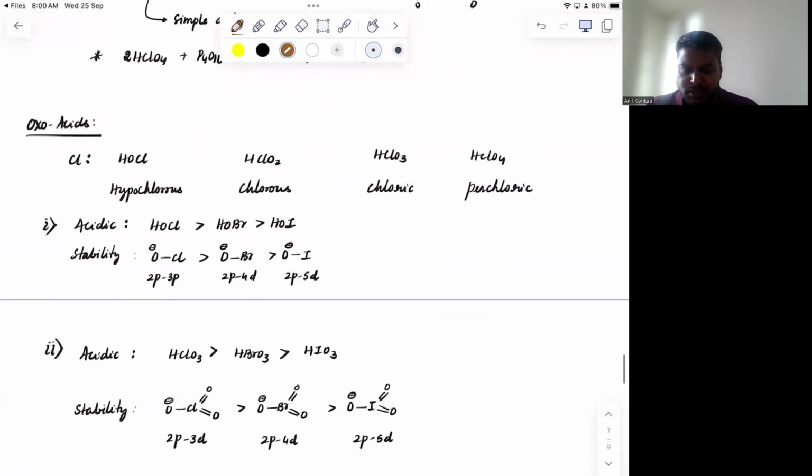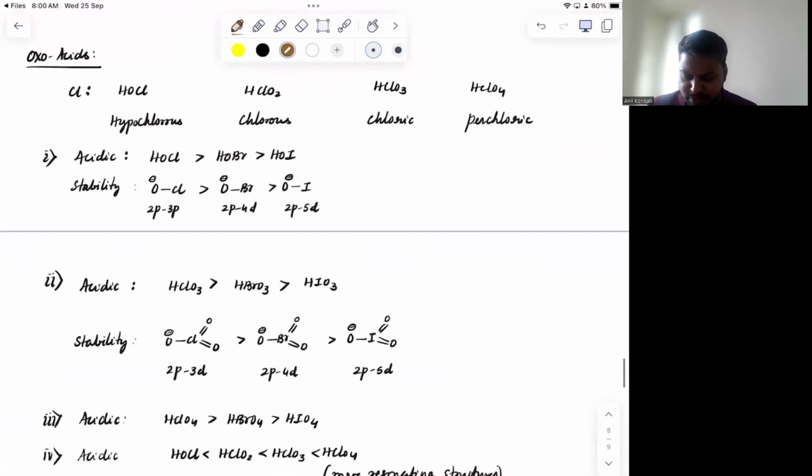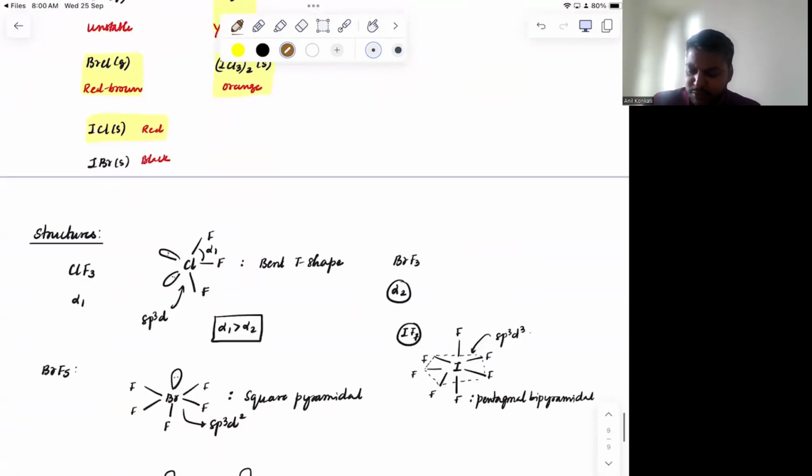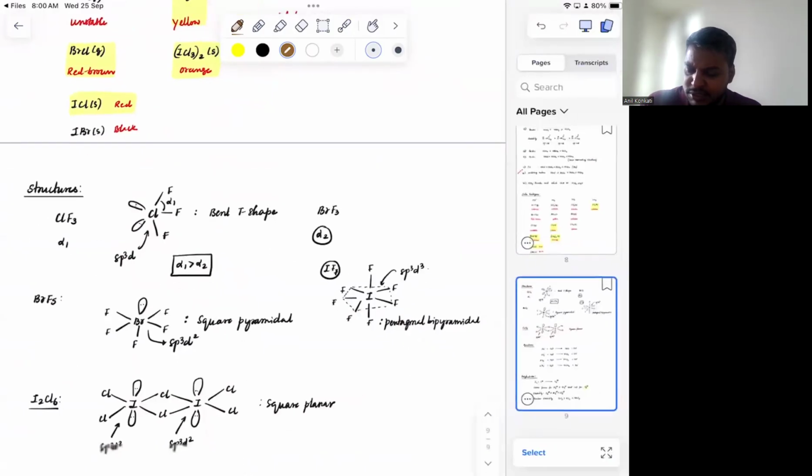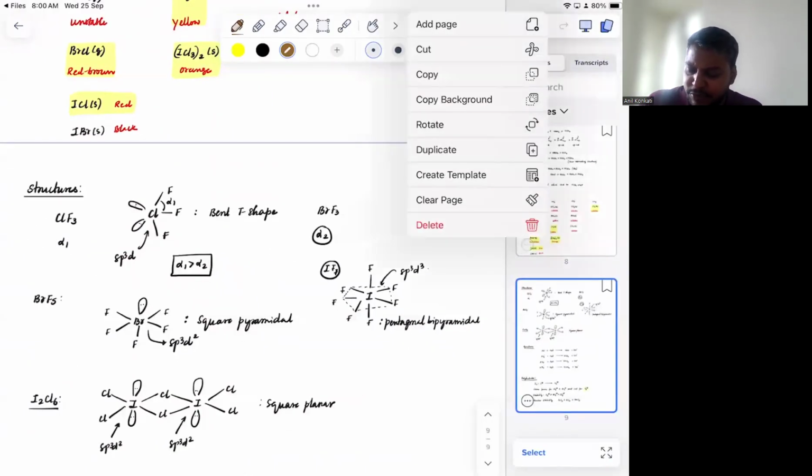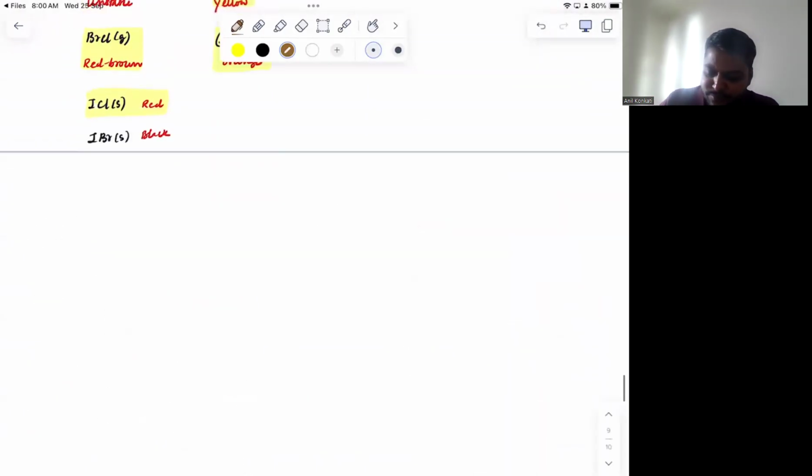Right. So I'll give you a few reactions of this. 1 minute. I'll just check out where I can put it here. So I'll add a few reactions here. Check. Reactions of, okay, oxochlorides.